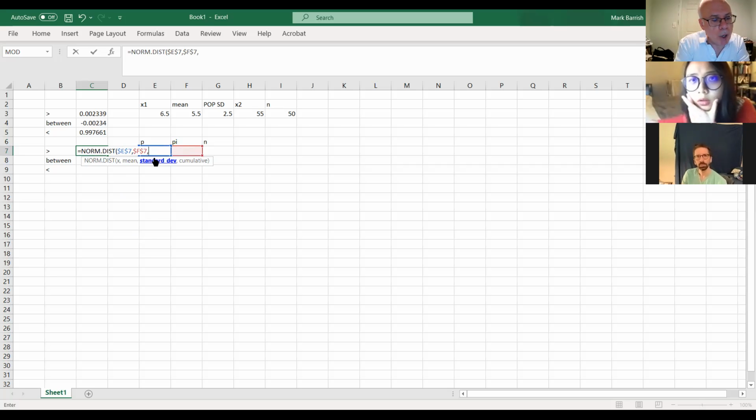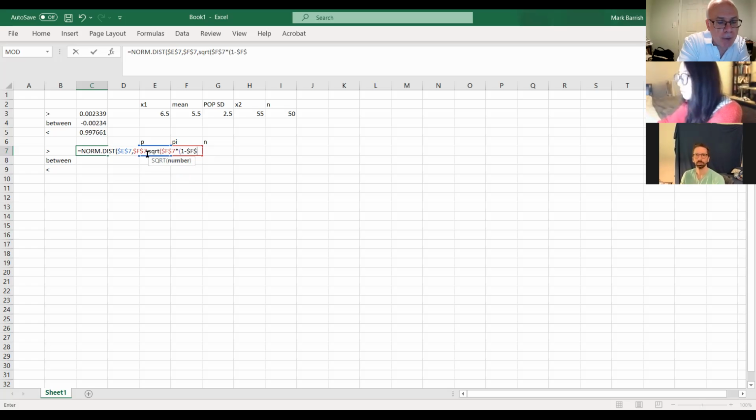And our standard deviation is going to be the square root. We'll do square root. And it's going to be pi, which is F7, times 1 minus F7, in parentheses, divided by N, which is G7. Close parentheses, and then close parentheses again.